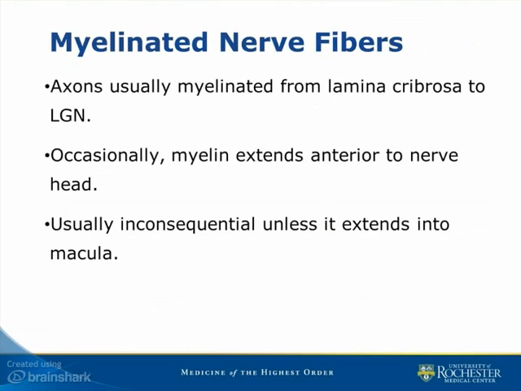Myelinated nerve fibers are a fairly common incidental finding on ocular examination. The axons usually are myelinated from the lamina cribrosa posteriorly to the lateral geniculate nucleus, but occasionally myelin can extend anterior to the nerve head. Usually it's inconsequential unless it extends into the macula, and I've seen a number of patients with this unilaterally with extensive myelination of the nerve fibers. They develop a large amount of anisomyopia in this eye.